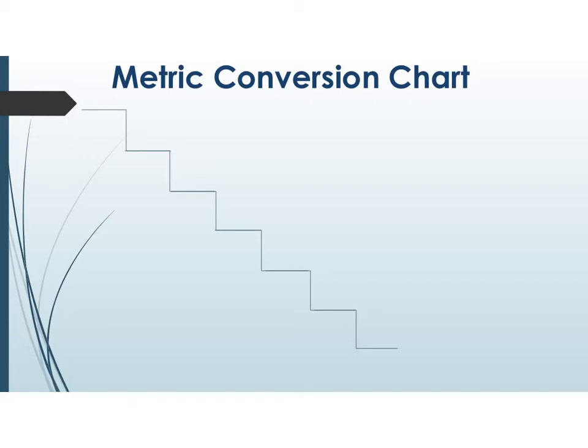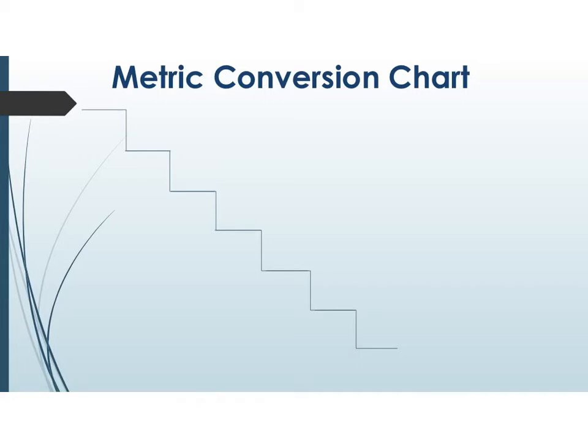So we're going to start off talking about the metric conversion chart and the metric conversion system, which is a lot easier to use than the empirical or English system of measurement. And it makes a lot more sense because the metric system is based off of powers of 10. Whereas in our English system of measurement, we have to remember all of these different numbers and no one's really sure where they came from.